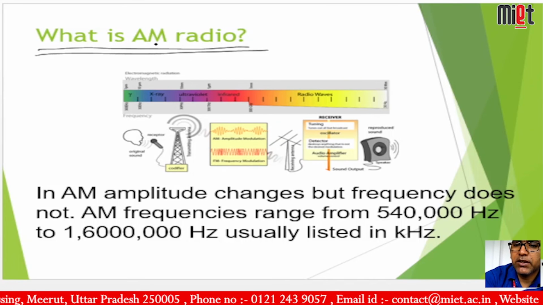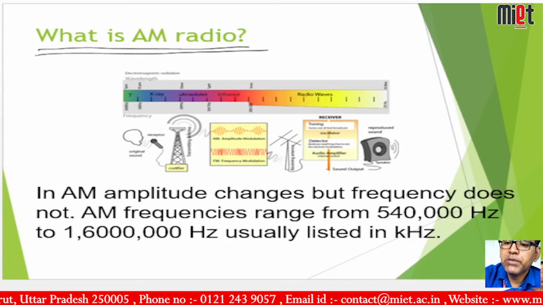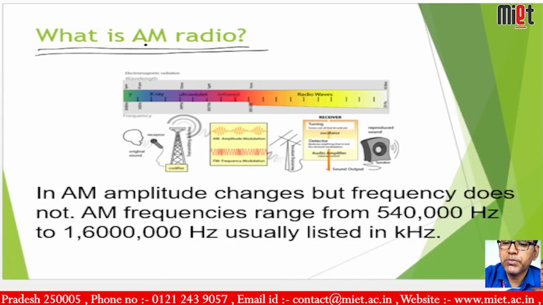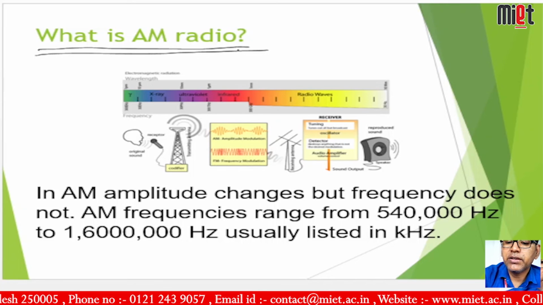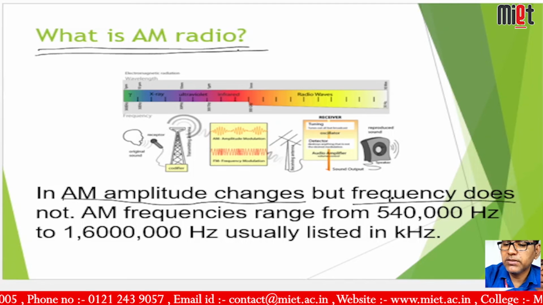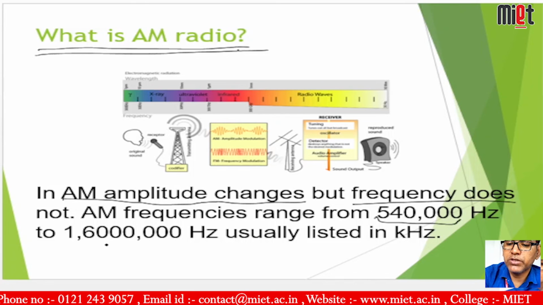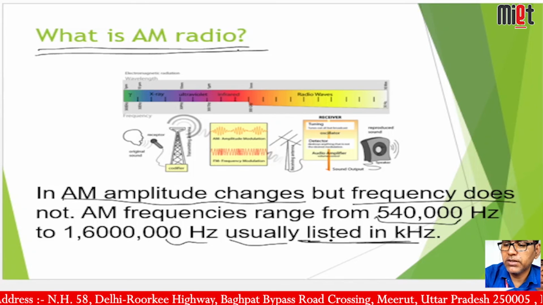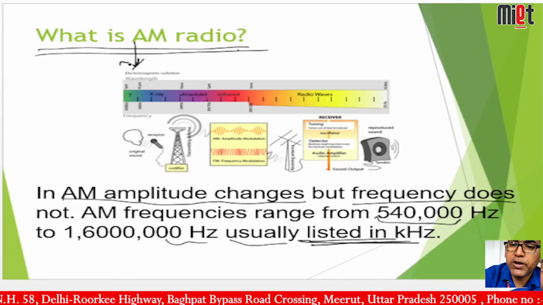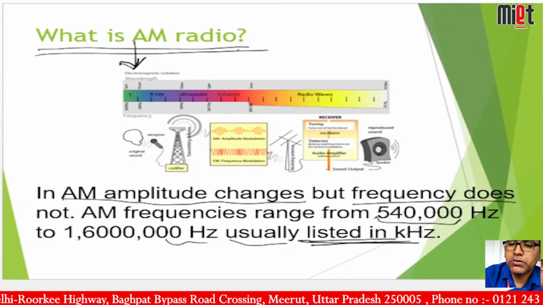Amplitude of the carrier signal will be changed according to the information signal. Amplitude of the electromagnetic wave will change according to the information signal amplitude. Then that kind of radio will be called AM radio. In amplitude modulated AM radio, the frequency range lies between 540 kilohertz to 16,000 kilohertz, usually listed in kilohertz. So what is AM? AM means amplitude modulated, which means the amplitude of the carrier signal is changed according to the information signal.